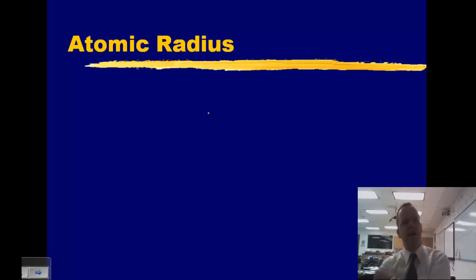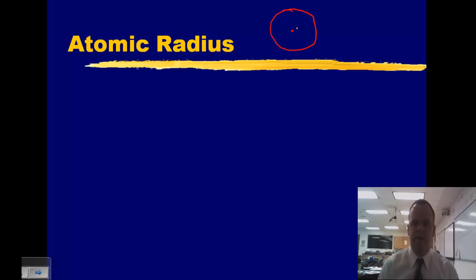Now there are a couple of trends that we want to look at for properties that you can see based on the placement on the periodic table. You know which ones will be larger, smaller, have higher ionization energy, or lower ionization energy. Atomic radius is the first one we want to look at. Atomic radius is the size of the atom. If you think of an atom as a circle with the nucleus in the middle, the radius would be the distance from the nucleus to the outside of the electron cloud, the orbitals.